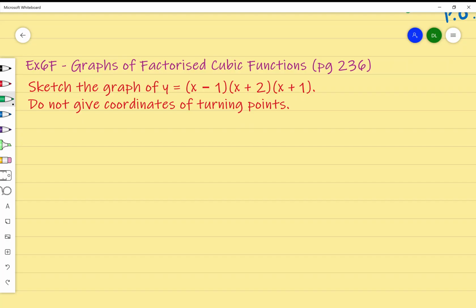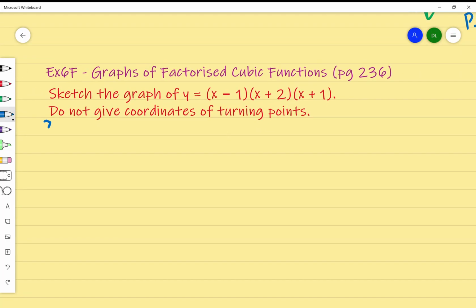So, this example over here, I've got sketch the graph of y equals x minus 1 multiplied by x plus 2, multiplied by x plus 1. We do not have to find the turning point. We will later on, not yet. So, what's the first thing I do? If I need to sketch this graph, what do I need to do? Let y equals 0 to find my x-intercept. I let y equals 0, which equals x minus 1, x plus 2, and x plus 1.